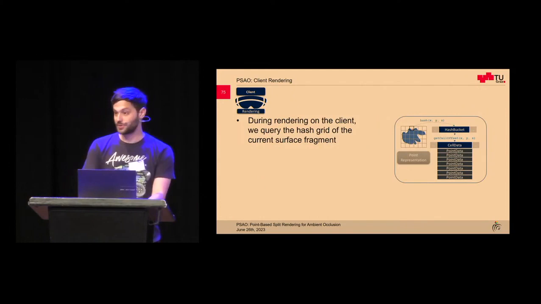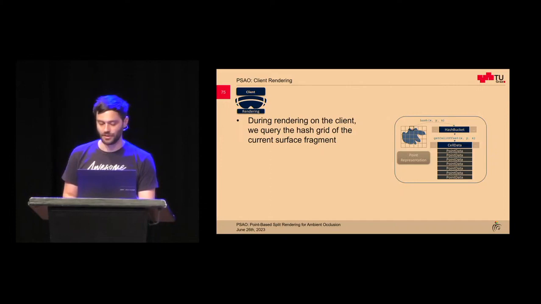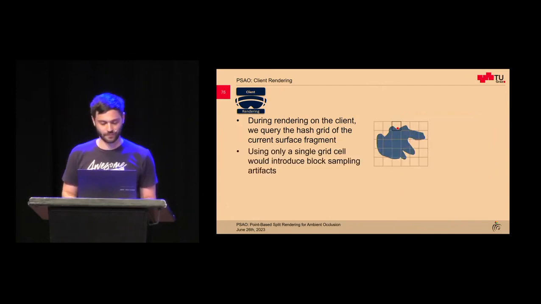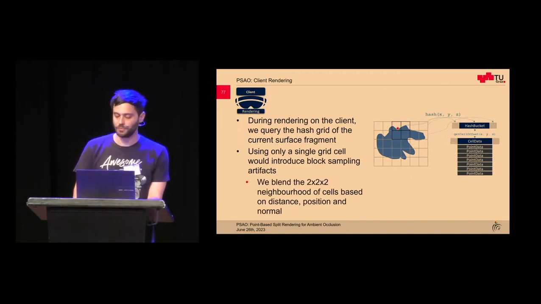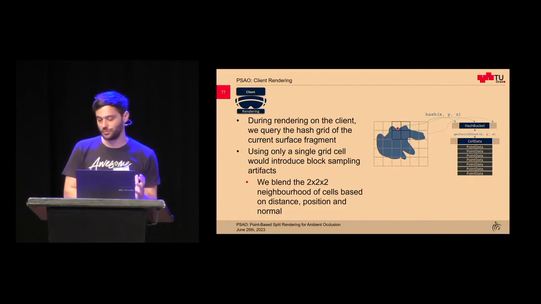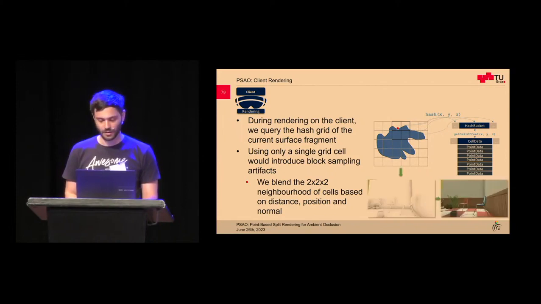Now let's come to the interesting part in terms of performance on the client. During rendering on the client, we query the hash grid of the current surface fragment. This is exactly the same thing we do on the server to figure out which hash bucket we land in, which cell we are in, and how many points are in there. But only using a single grid cell would introduce block sampling artifacts. So we actually use a 2x2x2 neighborhood of cells, and we blend the contribution of these cells based on the distance, position, and normal. If the normals deviate too much, we don't use these points, and similarly for distance and position. Once we do that, we end up with our final AO buffer on the client that we can then composite on top of the color image.